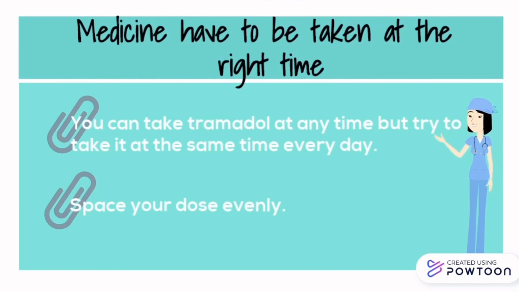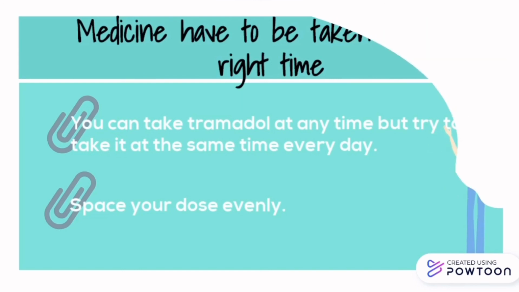Another example is, if you have to take tramadol 4 times a day, then you have to take it every 6 hours. If your first dose is at 6 a.m., then your second dose will be at 12 p.m., and then the next dose will be at 6 p.m. and then 12 a.m. This can make it easier for you, and you will not be confused about what time you have to take the medicine every day.